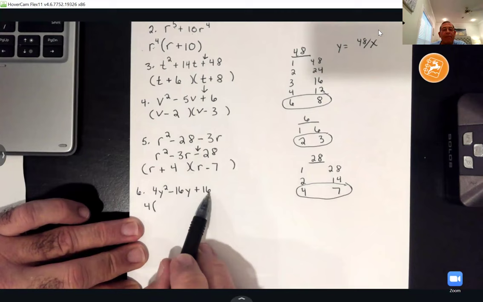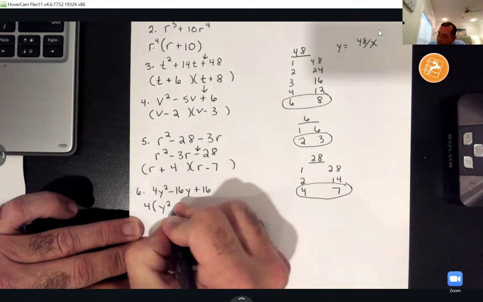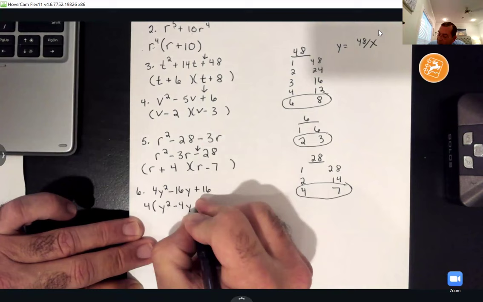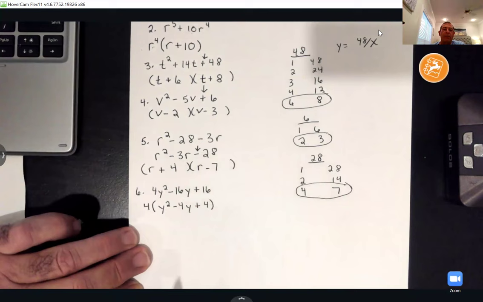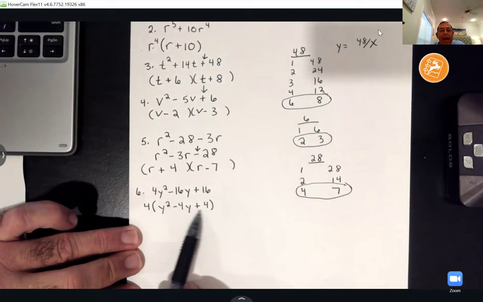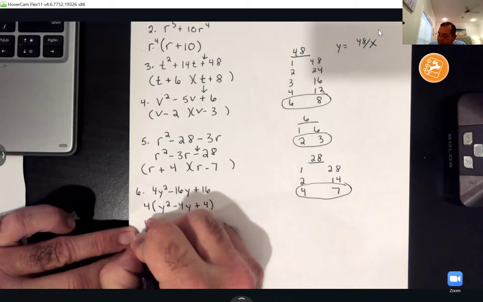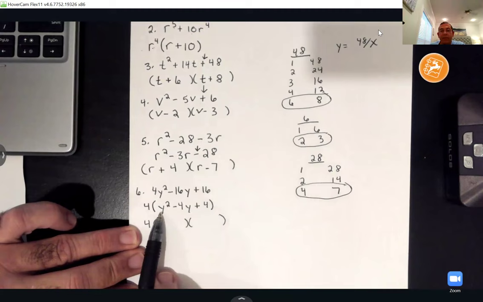So our first step on this one is to factor out that greatest common factor. So 4 divided by 4 leaves you 1y squared. Minus 16 divided by 4 makes that a 4y. Plus 16 divided by 4 makes that a positive 4. So see, we factored out our greatest common factor, but now we got to factor the parentheses. So bring that 4 down, and then you're going to set up your parentheses. So the y squared is a y and a y.